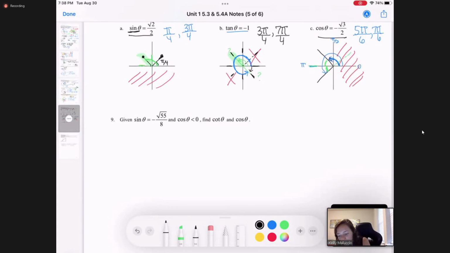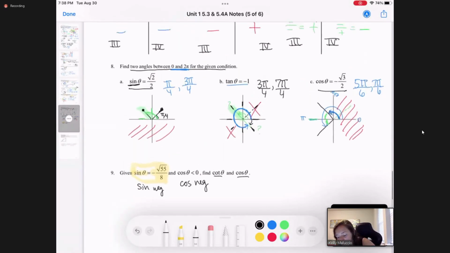Okay, the last problem on this page: sine of theta is negative square root 55 over 8. I have no idea what that really means, but okay. They give us sine of theta is negative square root of 55 over 8, and cosine is negative. So I know that sine is negative, cosine is negative. Find cotangent and cosine of theta. Oh, okay. And maybe I shouldn't write it like this. You can keep it like that, but sine is negative, cosine is negative. I don't know if that was confusing with a minus or words, but okay.